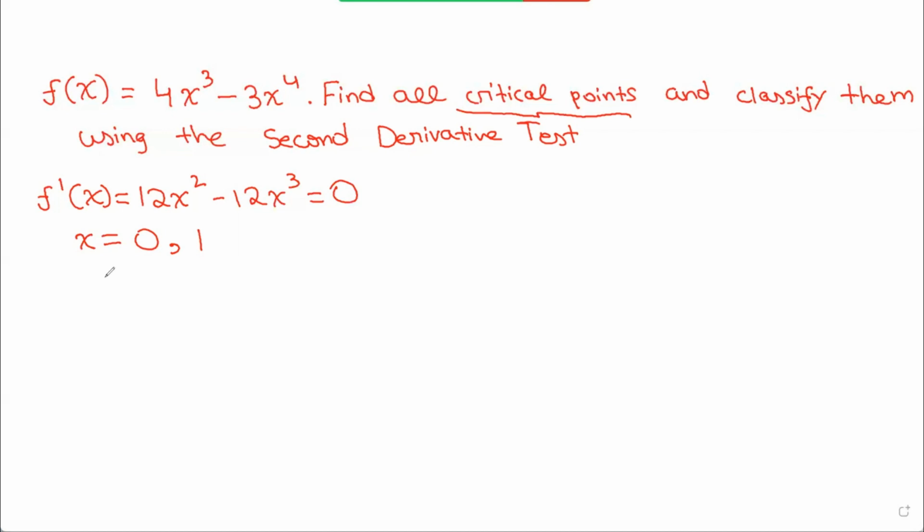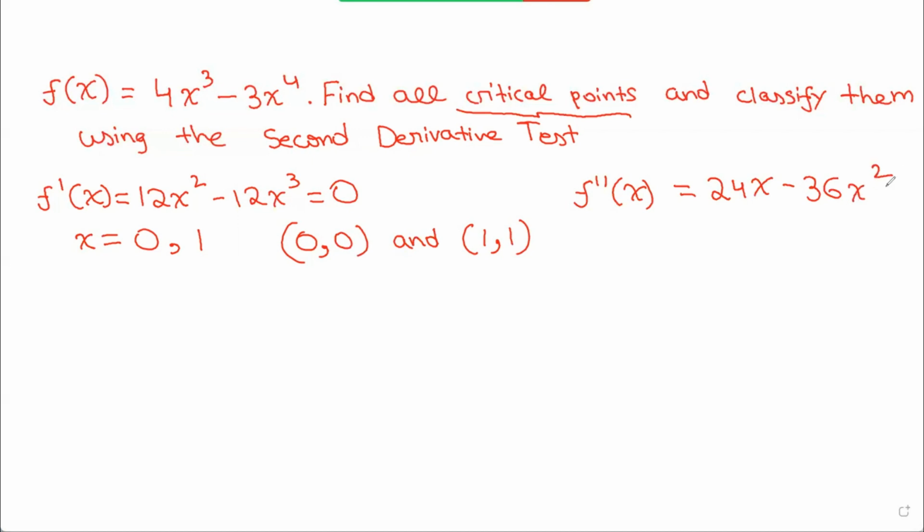Now let's find the corresponding y values. So 0, 0 and 1, 1. We're just substituting 0 in f of x and 1 in f of x to find the y values. Now let's look at the second derivative. Let's find it. That is 24x minus 36x squared.